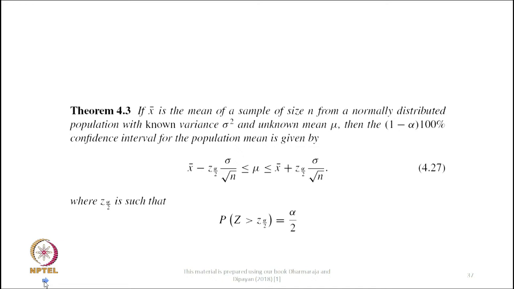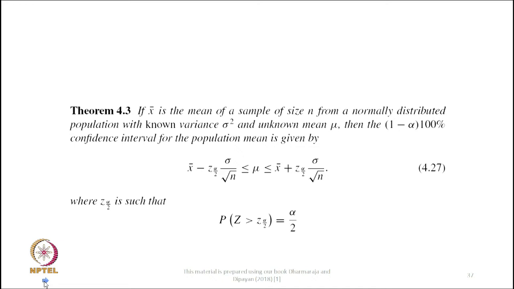The theorem says: if x bar is the sample mean of size n from a normally distributed population with known variance sigma square and unknown mean mu. That means the population follows a normal distribution with the parameters mu and sigma square. You know mu is the population mean and sigma square is the population variance. Additional condition we are making: the mean is unknown, whereas the variance is known to you. The sigma square is known, whereas the population mean is unknown.